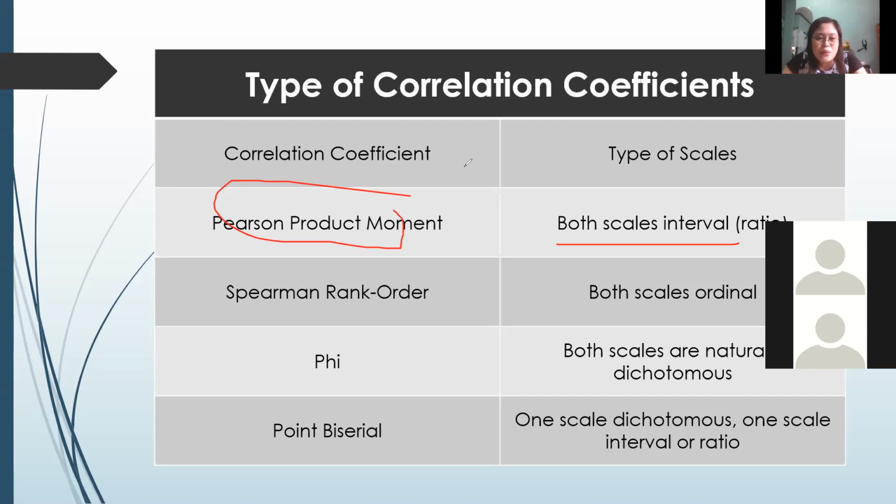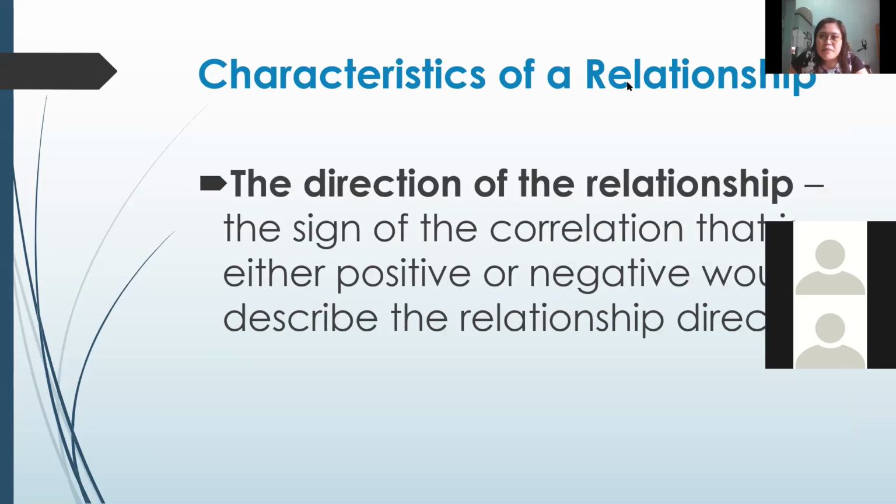And then the last one, we have the point biserial, wherein the first scale or the first group is naka-nominal siya, especially naka-dichotomous siya, naka-classify lang siya into two. Tapos the other variable is either in ratio or interval scale. Pero isa-isa hon gihapon nato ni siya og discuss para mas masabtan kung paano sila gamiton sa statistics. But before that, let's describe first the characteristics of a relationship.